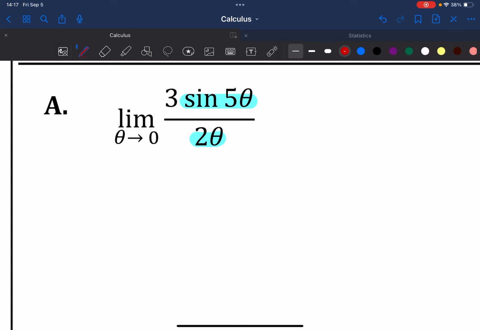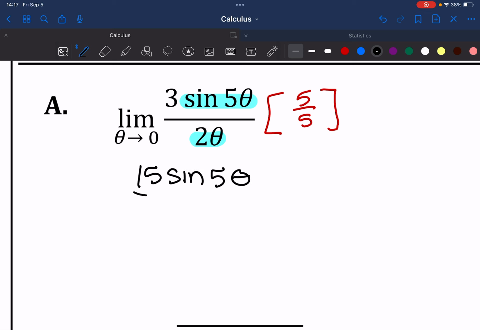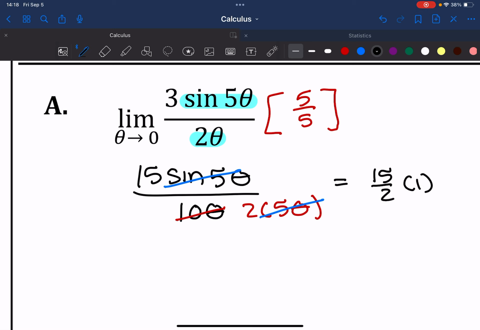So what I'm going to do is manipulate this equation by multiplying by 1, or in other words, 5 over 5. When I do that, I'm left with 15 sine 5 theta over 10 theta, and I can change that 10 theta to be 2 times 5 theta. When I do that, I know that the limit as theta approaches 0 of sine theta over theta is 1, so these would cancel out, and I would be left with 15 over 2 times 1, which is 15 over 2. So the limit as theta approaches 0 of 3 sine 5 theta over 2 theta is 15 over 2.